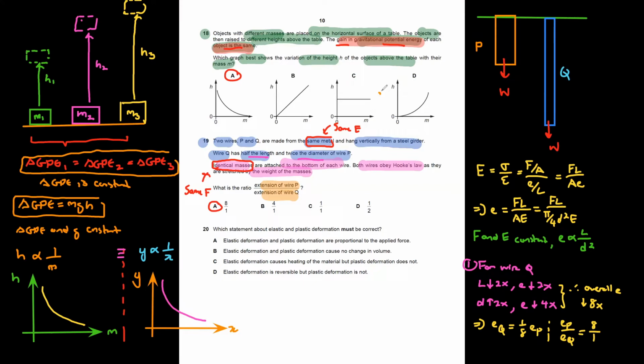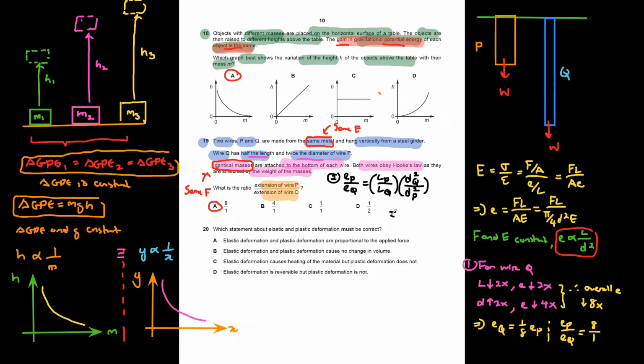Now, if you want to do it the tedious way, it is something like this. The tedious way is where you write it like this. Because e is proportional to L over D squared, you can subsequently say that EP to EQ is LP to LQ times DQ squared over DP squared.